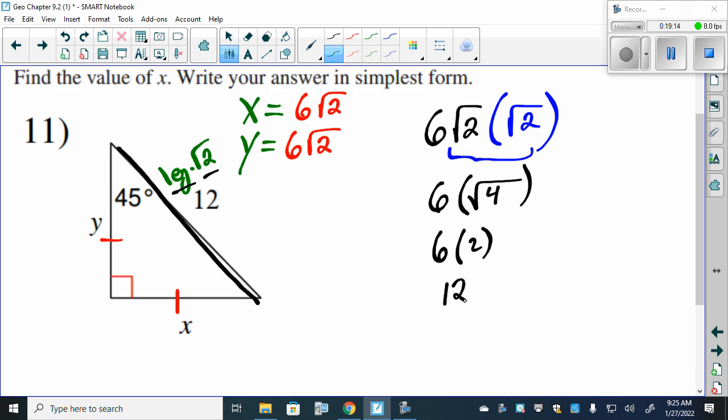So this is still true, isn't it? It's still leg times the square root of 2. But does the hypotenuse have the square root of 2 anymore? Well, not really. The square root of 2 is where? In both of the legs. Questions on this here? All right, well, let's look at the next one.